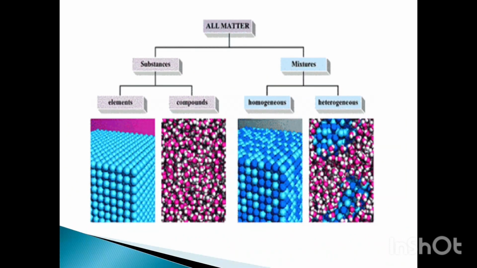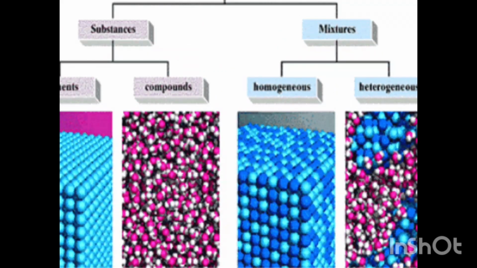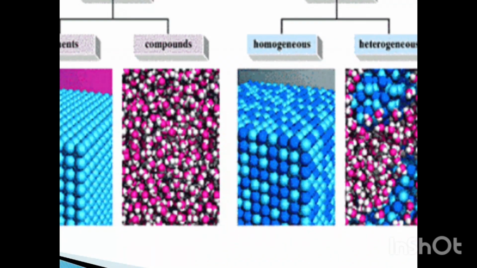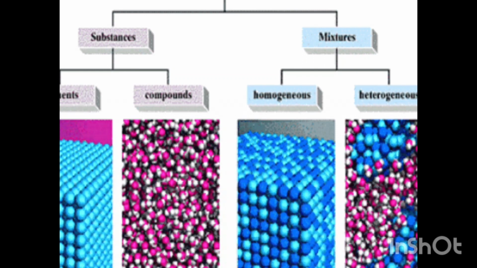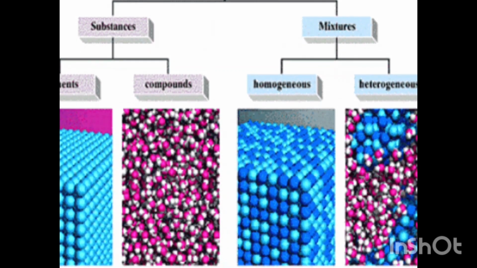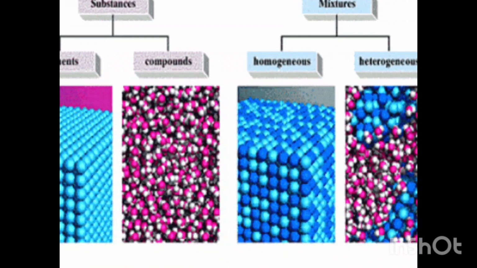Here in the pictorial representation you can see all matter is divided into substances, that is elements and compounds. In an element you can see only one type of atom, whereas in a compound there are different types of atoms combining. Next, under mixture you can see homogeneous and heterogeneous. Homogeneous is uniform throughout. The pattern is the same throughout. Whereas heterogeneous, it differs.